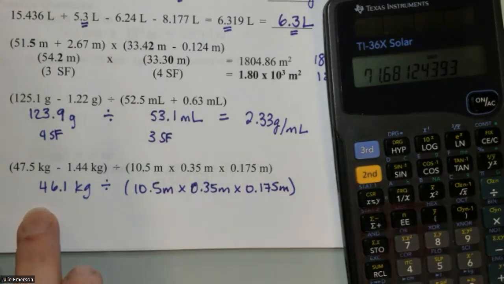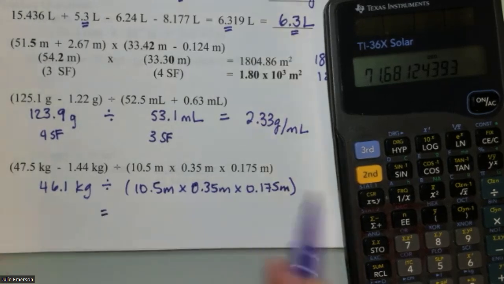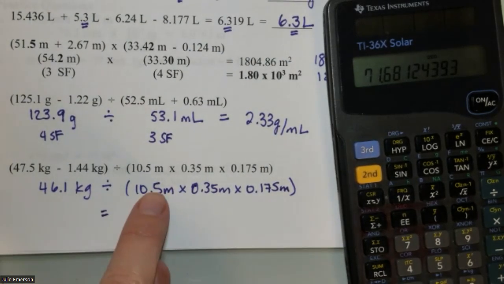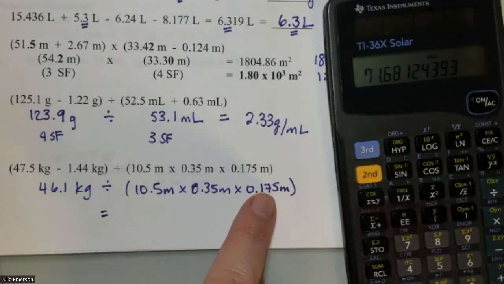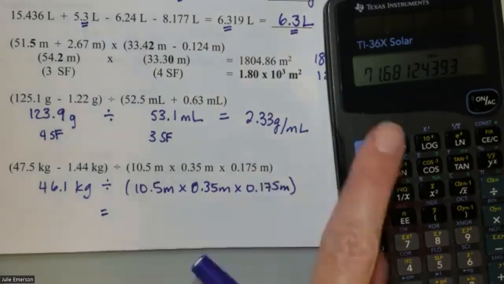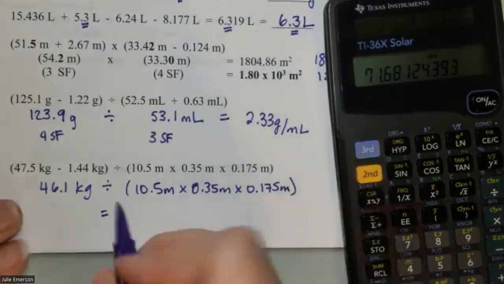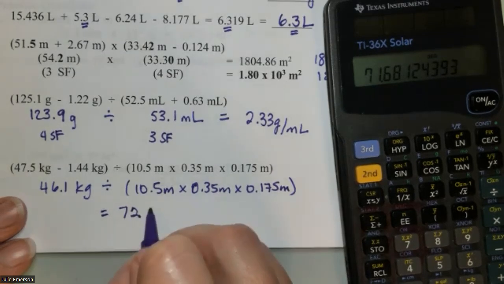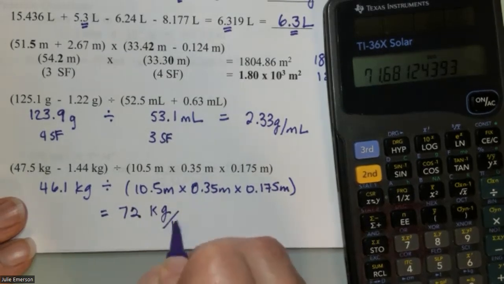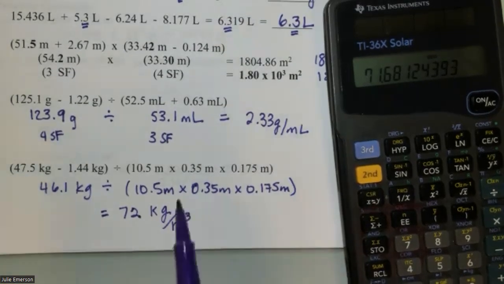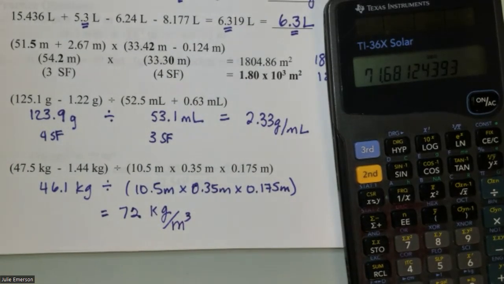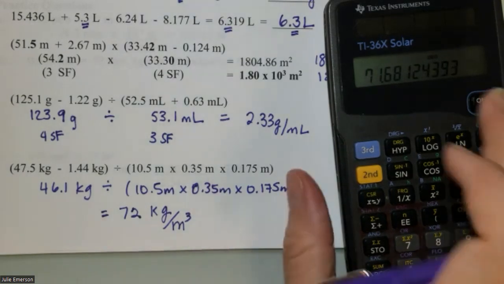And then dividing that 46.1 by that answer, now I can look at how many sig figs I should have. 3 sig figs, 3 sig figs, 2 sig figs, 3. We're going to go with the least, which is 2. 71.68 would round to 72. All right, and then our units would be kilogram per meter cubed, because meter times meter times meter is a cubic meter. And that's another density unit, just looks a little bit different.